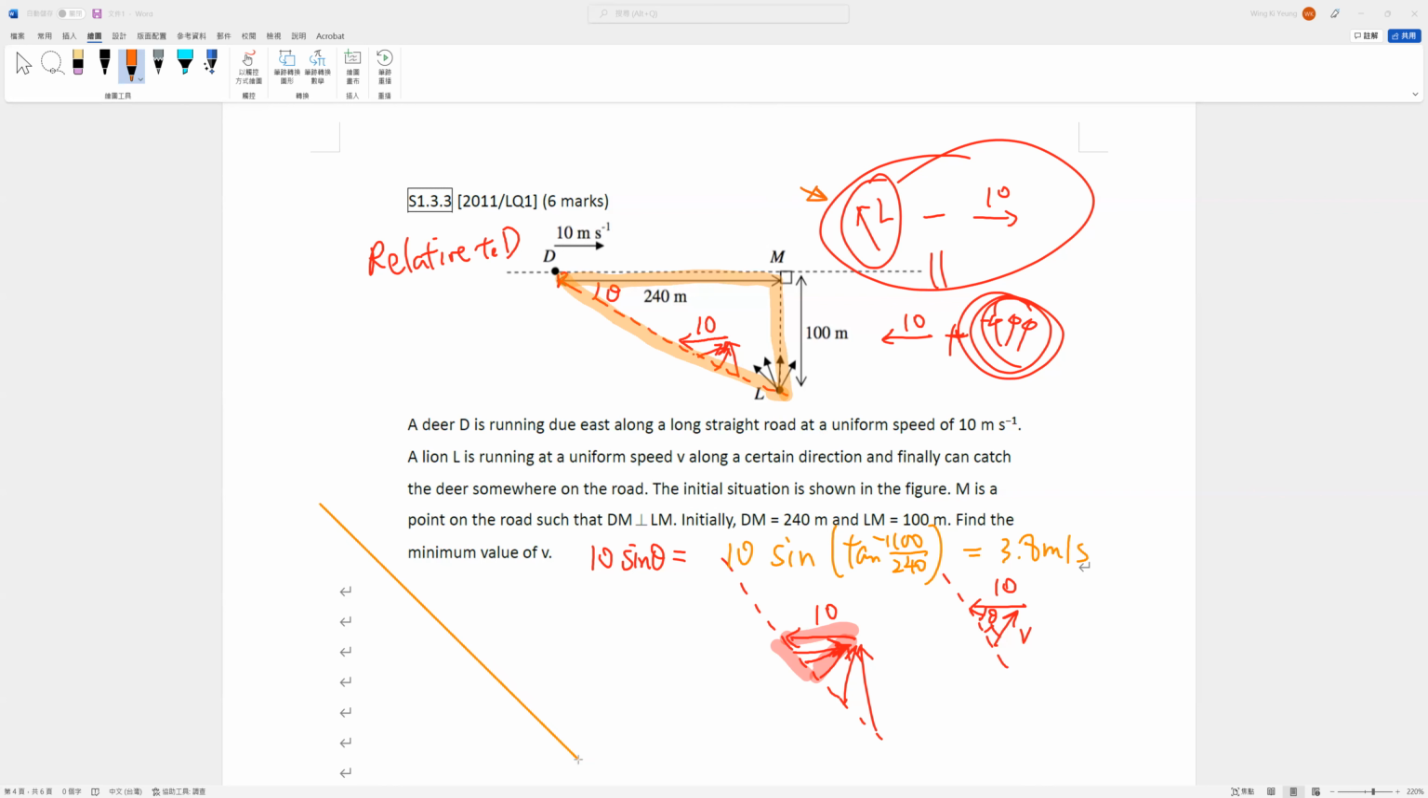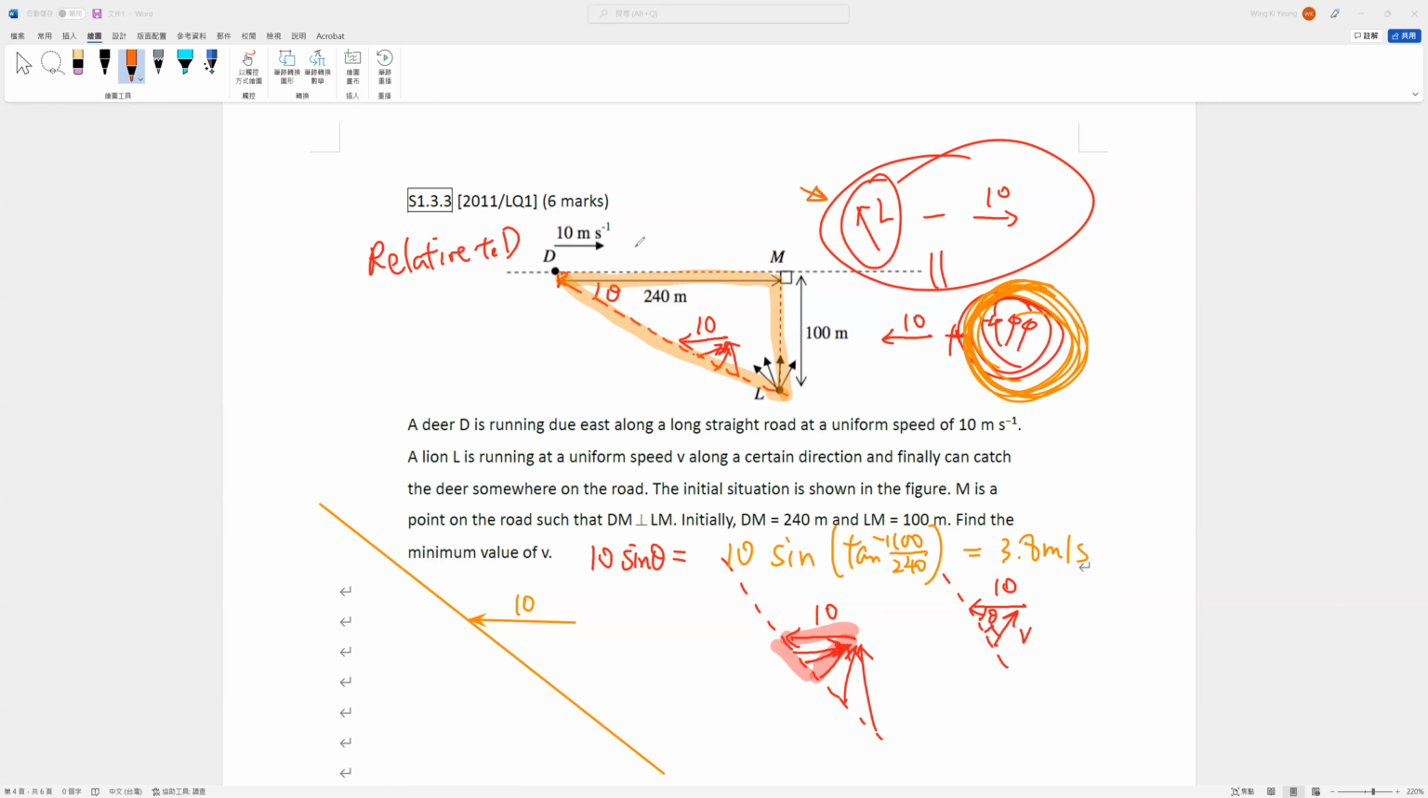So this is the direction along DL. So you're adding these two vectors together. So I draw the vector 10 first. This is with the magnitude 10. So this arrow, you know the direction and also the magnitude. You don't know the direction of this vector, and also you don't know its magnitude. But what you know is these two vectors added together, that means the relative velocity should point along DL, along the orange line.